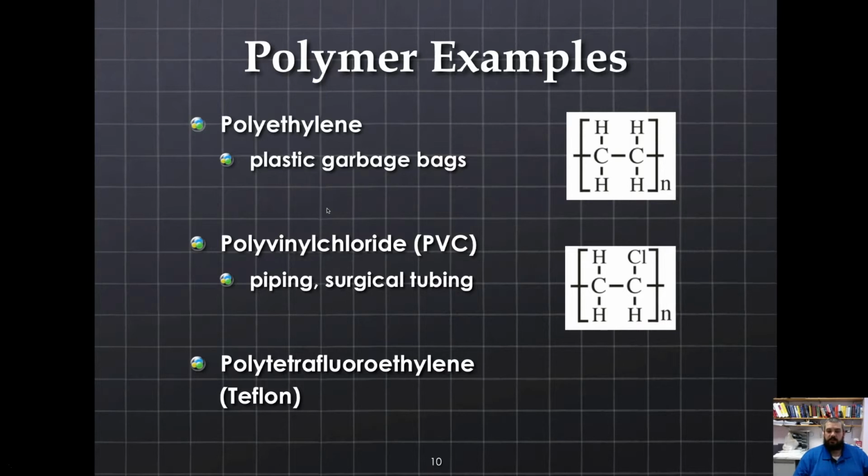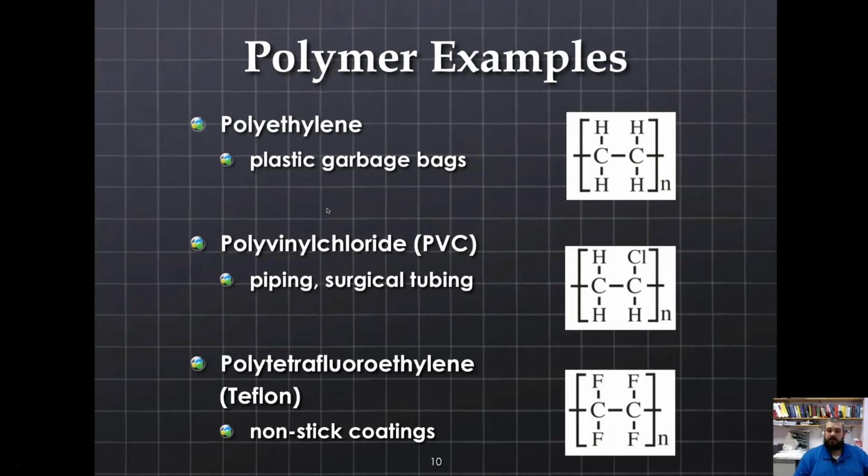Polytetrafluoroethylene, under the trade name Teflon, is useful for nonstick coatings. I'm sure you have Teflon pans at home. Here you have carbon with, instead of hydrogen atoms, fluorine atoms, so a carbon with two fluorine atoms off it. Those units all built up give polytetrafluoroethylene and give really good nonstick properties.